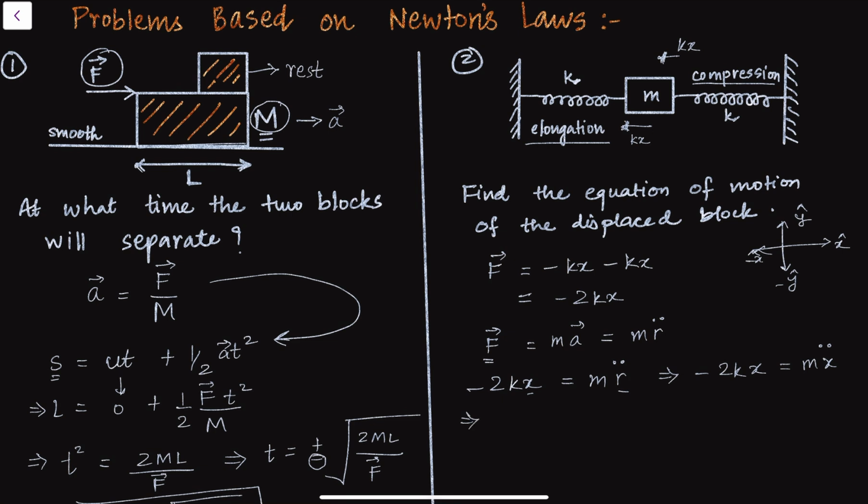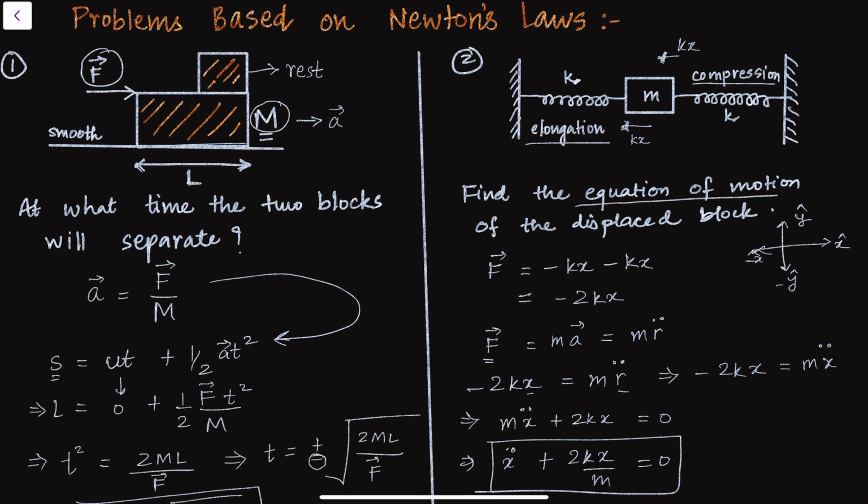We can rewrite this equation as m x double derivative plus 2kx equal to 0, or x double derivative plus 2kx over m is equal to 0. And this equation is the required equation of motion of the displaced block. I hope you understood the concept and it was helpful for you.